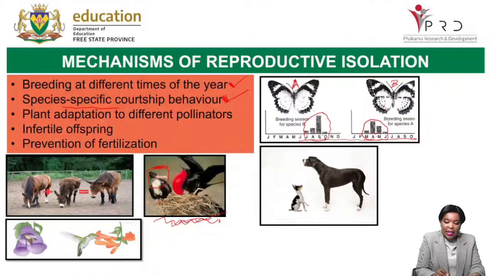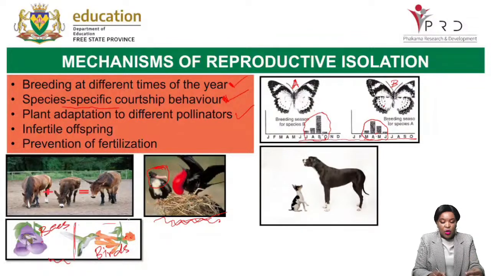Right. Plant adaptation to different pollinators. So you can see here, you have a plant that is pollinated by bees and here by birds. So if this plant needs to be pollinated by birds, even if a bee comes, it will not be pollinated. So that can isolate the reproduction between the two species. So we are looking at things that can keep them apart or stop them from being able to reproduce together after they become new species.